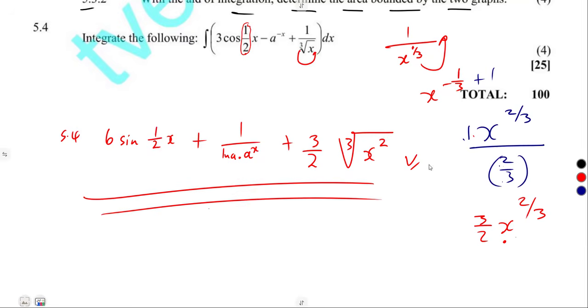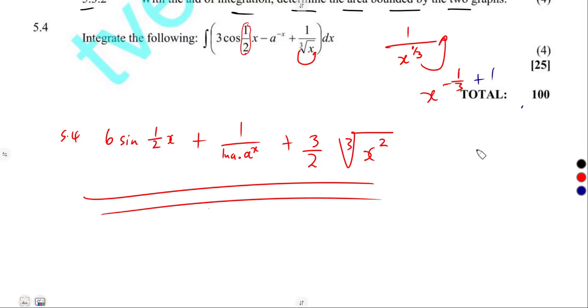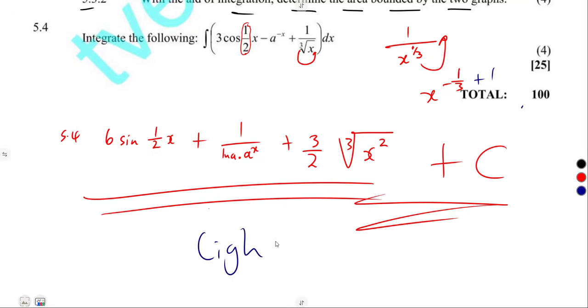So this is going to be the simplest form of our integral. Do not forget to add the constant of integration as you are integrating. So that was basically what you're going to have.